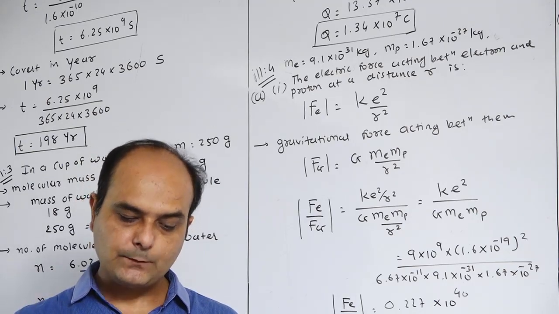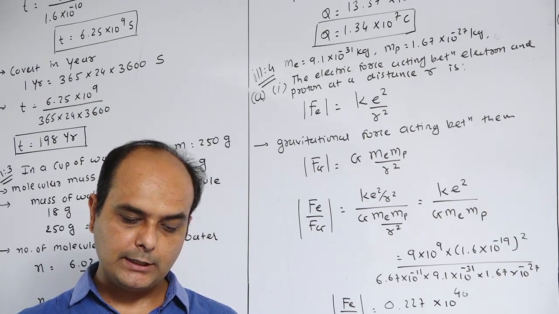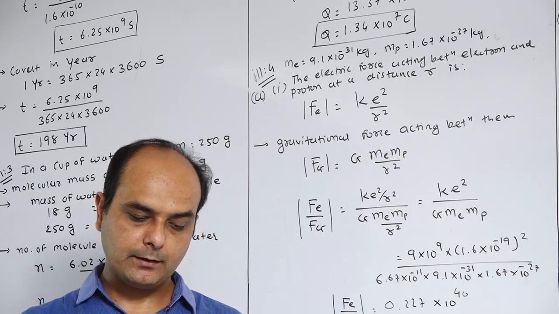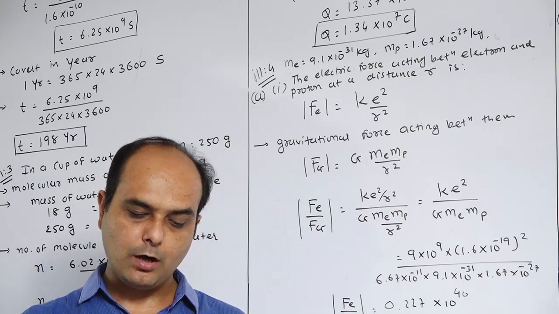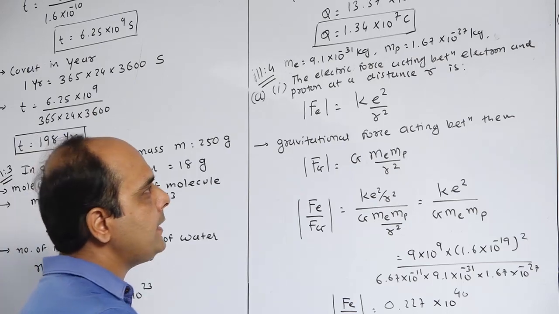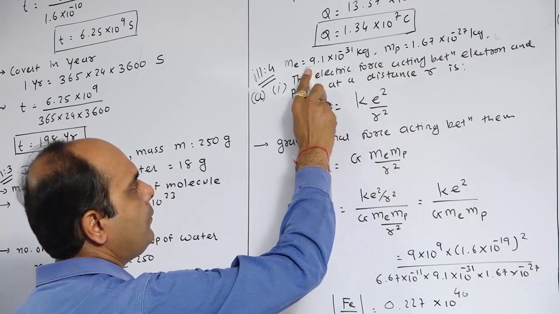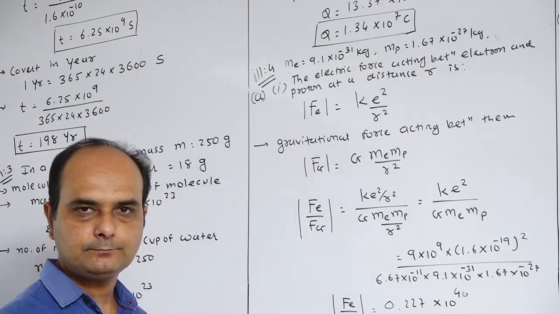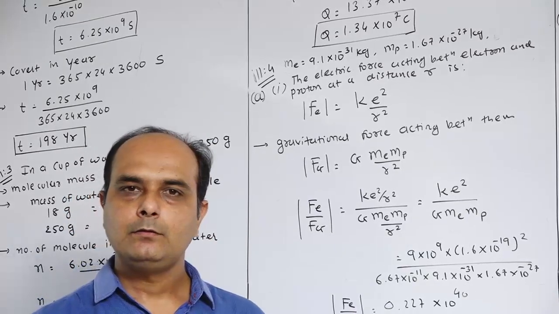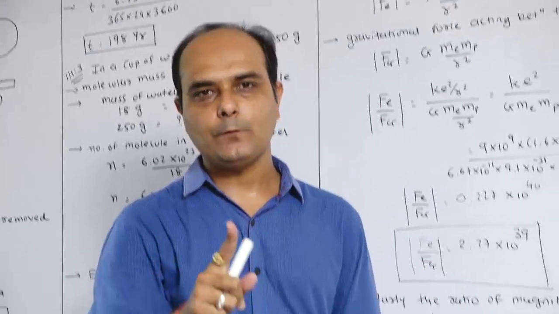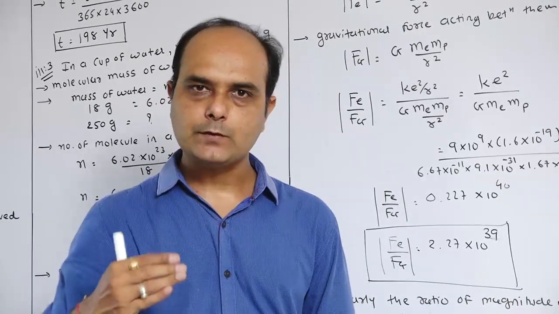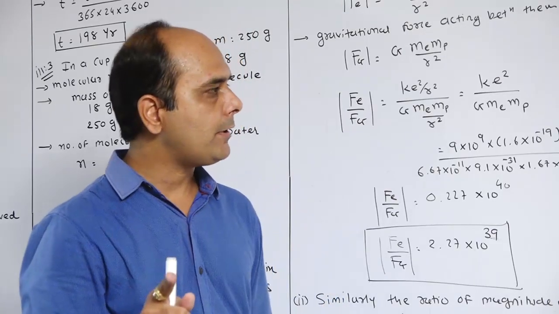Next, question B: estimate the acceleration of the electron and proton due to the electrical force of their mutual interaction when they are 1 angstrom apart. Mass of proton is equal to 1.67 into 10 raised to minus 27 kilogram, and mass of electron is equal to 9.1 into 10 raised to minus 31 kilogram. Students, in this one there are actually two questions. First, determine the ratio of the electrical force to the gravitational force between the electron and proton and between the two protons. Second, calculate the acceleration of the electron and proton.